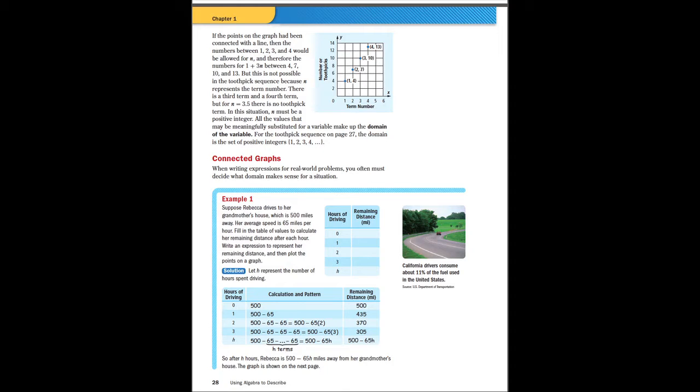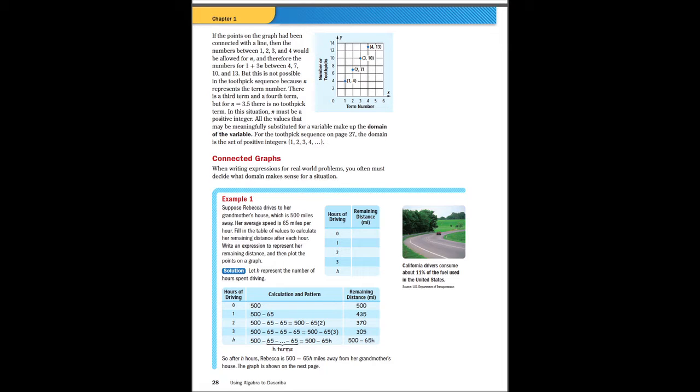What's important here in a scatterplot is there's no line connecting the points. And that's because, as in this case with the toothpicks, it doesn't make any sense. You have a whole toothpick or you have no toothpick. You don't have a half of one or a quarter of one. So that's why these are called integer solutions. And it's a scatterplot, no line connecting them.